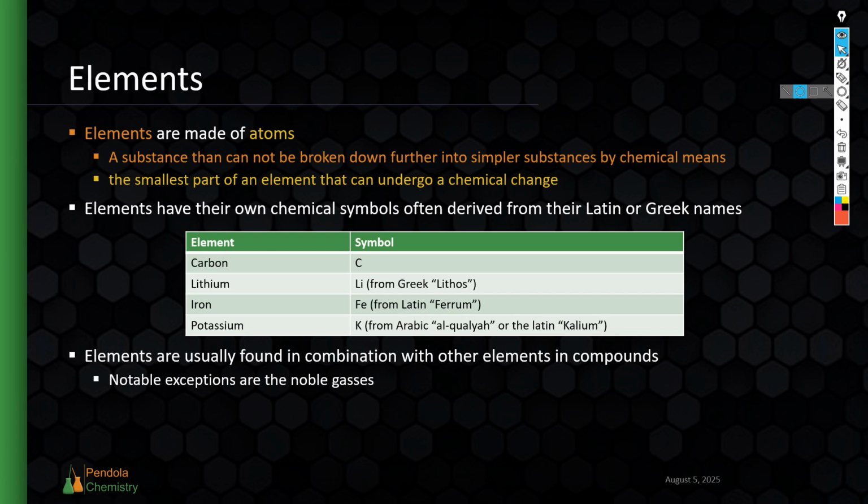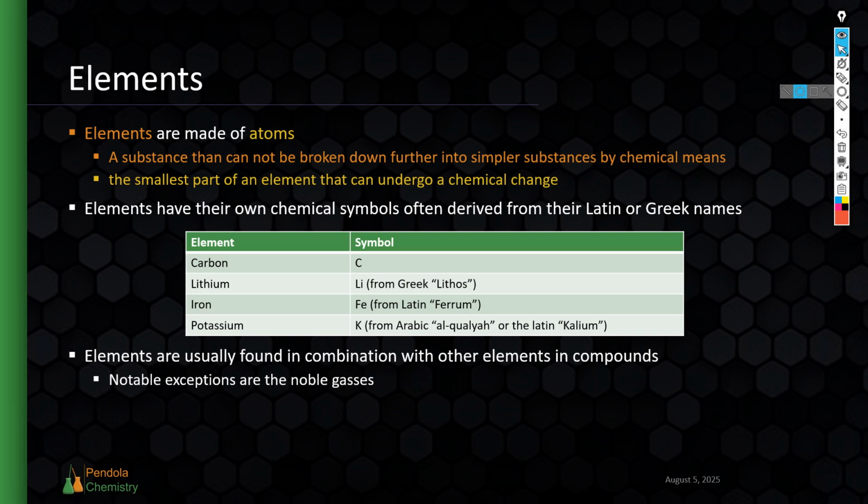Elements are made of atoms. So this is an important distinction that needs to be made between the two words. Elements are a substance that cannot be broken down further into simpler substances by chemical means. There's 118 elements currently on the periodic table. The smallest part of an element that can undergo a chemical change is called the atom. So an atom is what makes up an element.